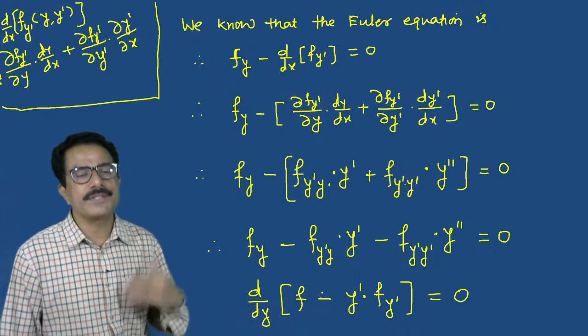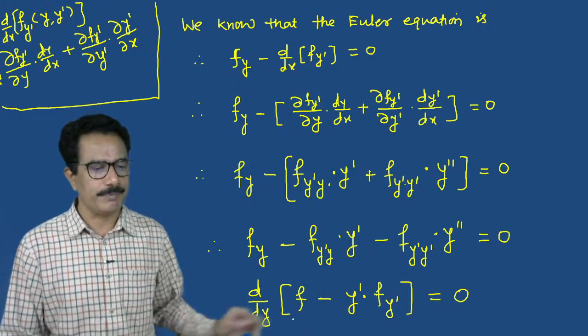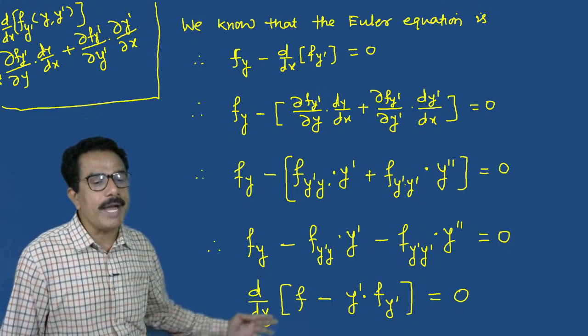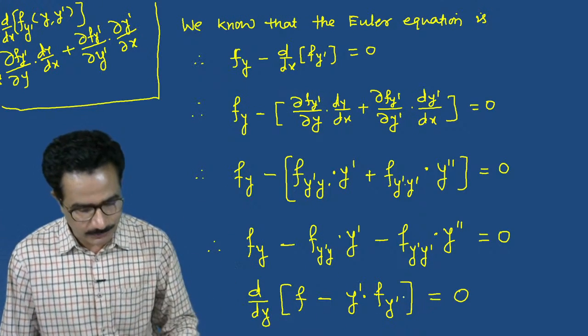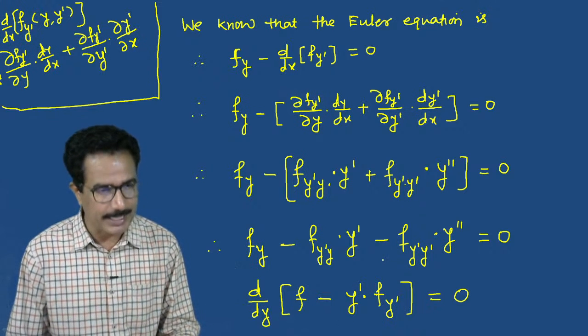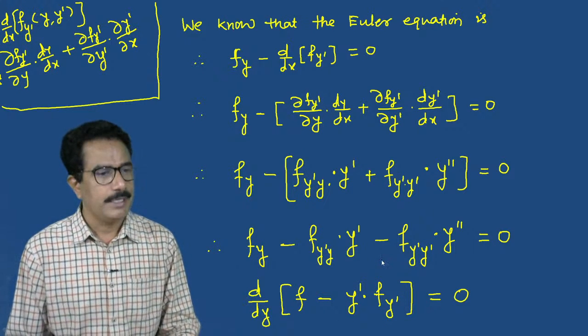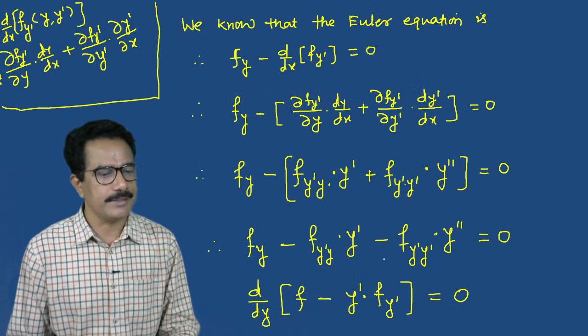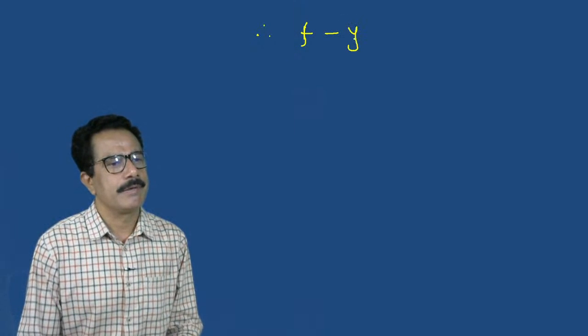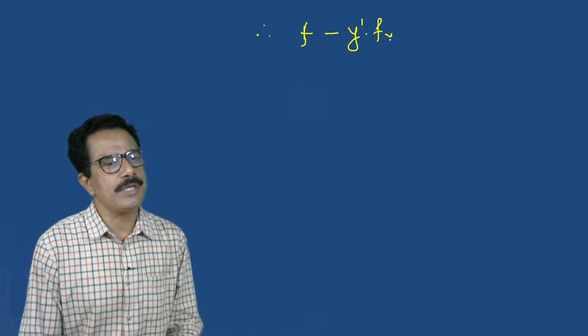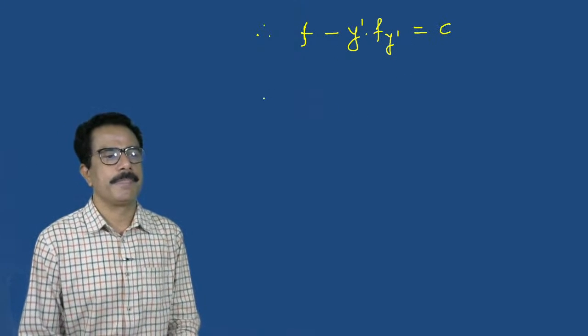आणि एखाद्या फंक्शनचा डेरिव्हेटिव्ह जेव्हा 0 असतो, d by dy of this function is 0, then we can say that this is a constant. So we can write, ह्याला आपल्याला constant लिहिता येतं. So we can say f minus y dash into Fy dash, which is equals to constant.